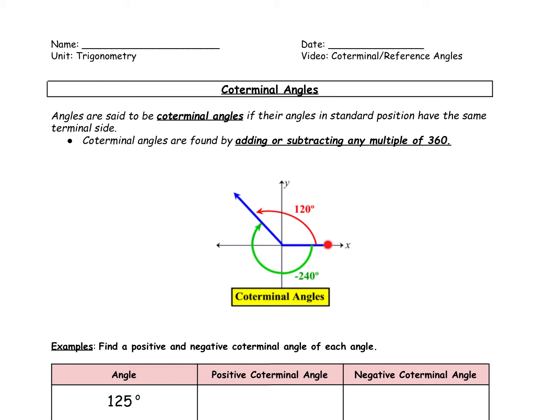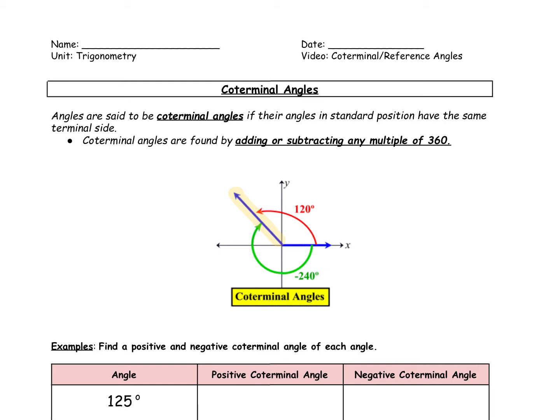Do you see here how this positive angle in red is 120 degrees, and this negative angle in green is negative 240? Both angles have the same terminal side, right? The terminal side is where the angle ends. So how do we get that?